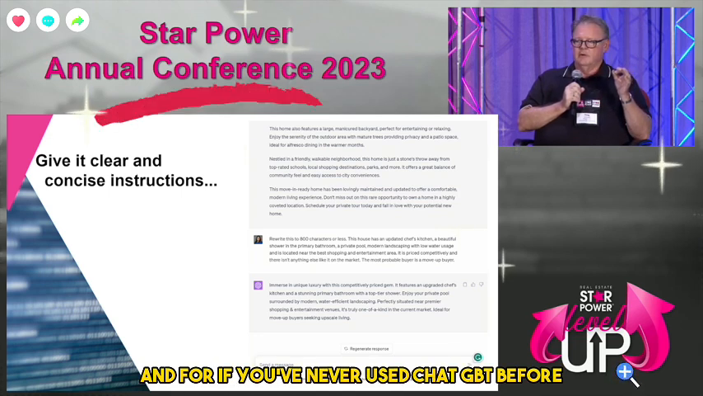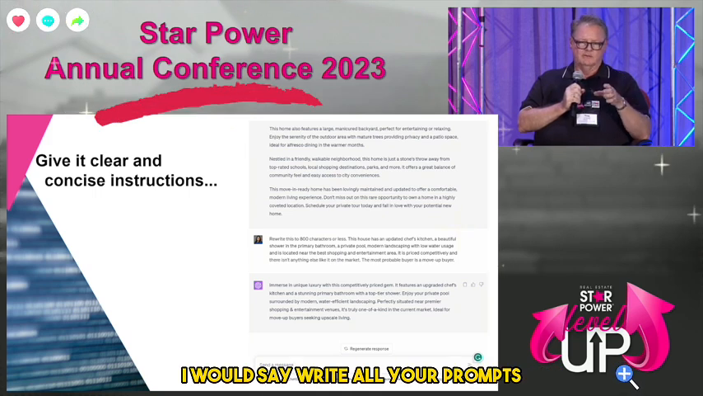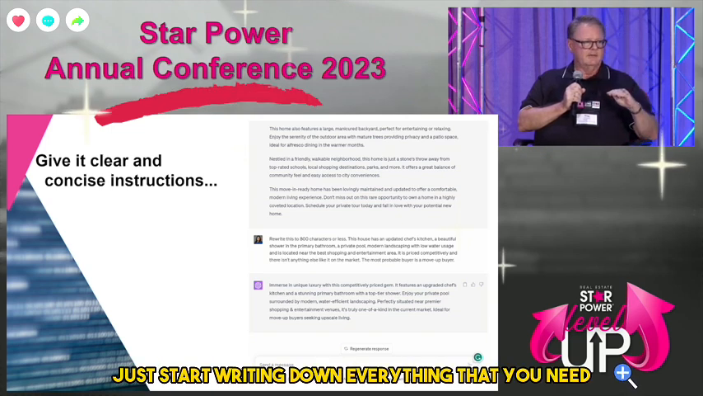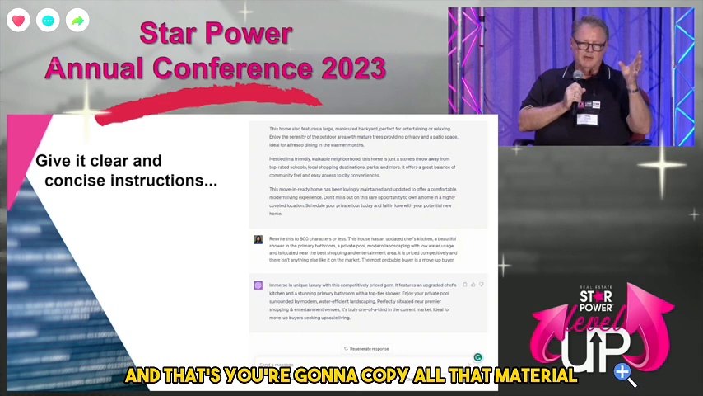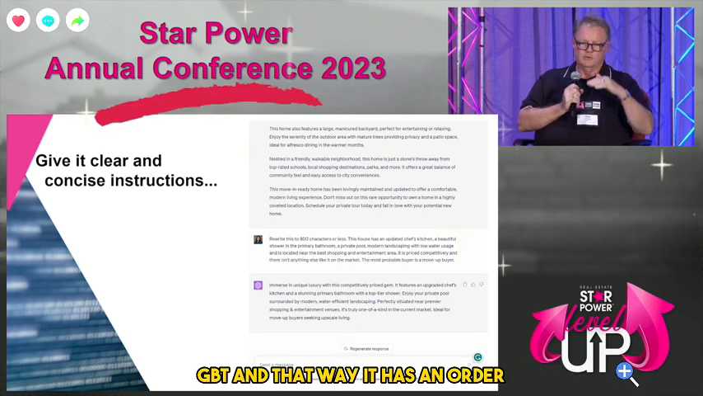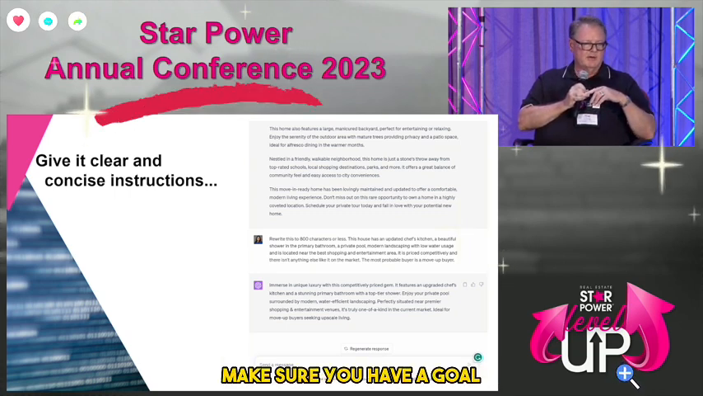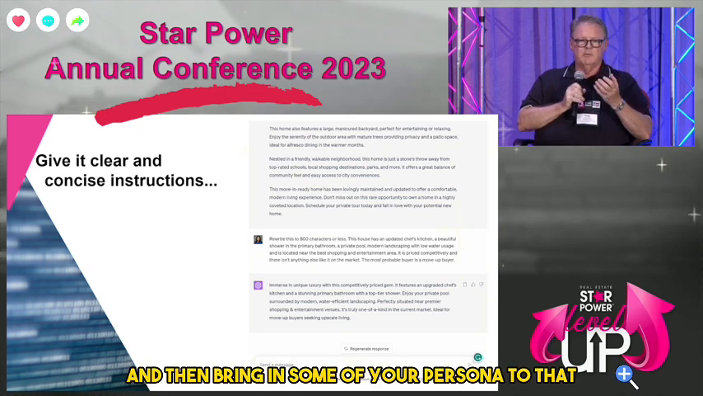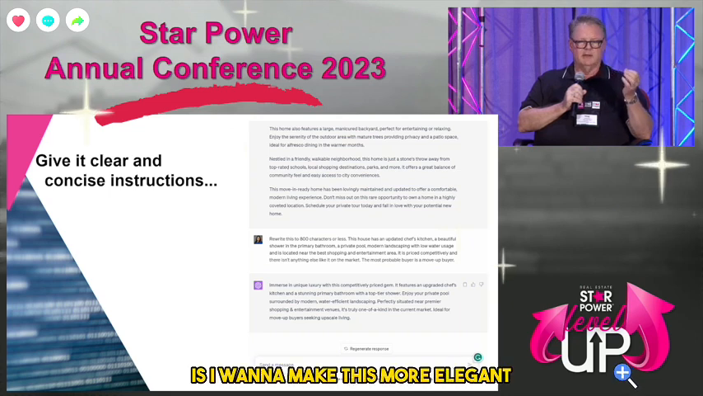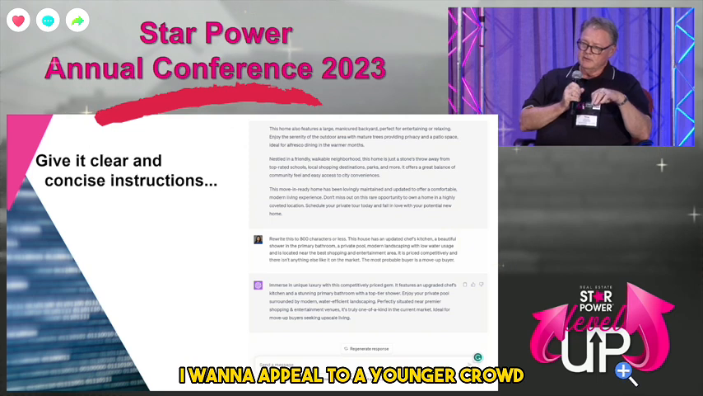If you've never used ChatGPT before, I would say write all your prompts just like you would in a Word document. Just start writing down everything that you need. Then copy all that material and paste it into ChatGPT. That way it has an order, it has content. When you write that, make sure you have a goal and then bring in some of your persona. The persona is, I want to make this more elegant, more friendly, or appeal to a younger crowd.